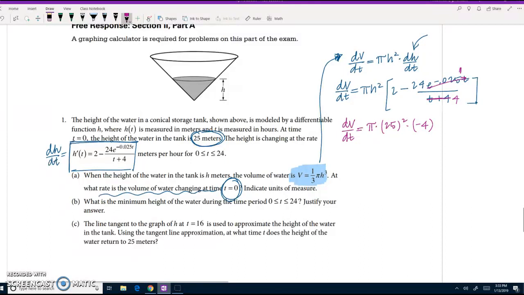So if I just punch that into my calculator, 25 squared, so 25 times 25, times negative 4, I'm going to end up with dV/dt being equal to negative 2,500 pi. I could multiply that out too if I wanted a 3 decimal approximation, but it's okay to keep the pi there. And then my units here, since height was in meters, volume is going to be in meters cubed. The time unit will be the same, so we'll have meters cubed per hour.